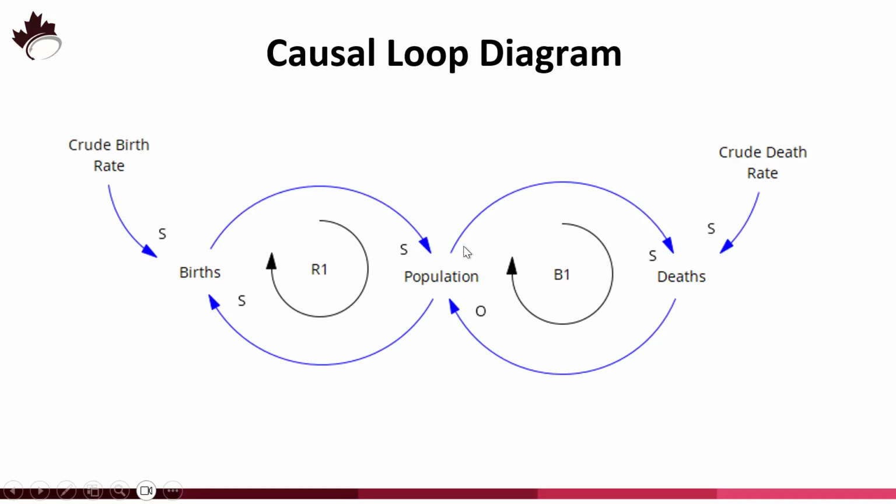And then population increases lead to more deaths, and more deaths lead to less population. So this is a balancing loop, and the crude death rate, if it increases, then it increases the deaths. So this is a very simple causal loop diagram for a very simple model of population.